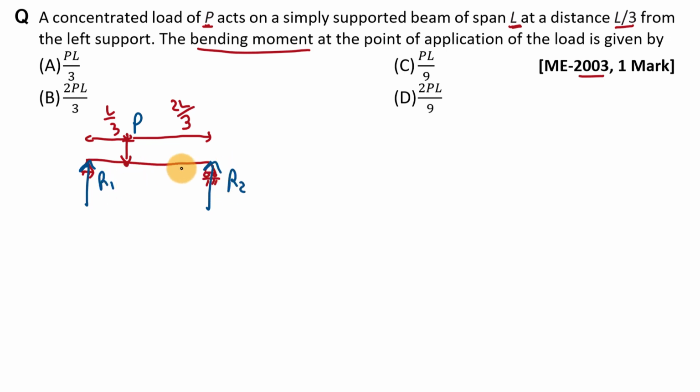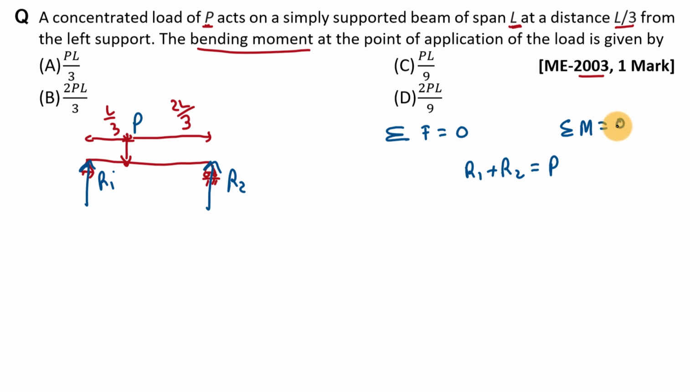To find out these reactions, we will use equilibrium condition. We know that this beam is in equilibrium, and for the equilibrium, summation of forces is equal to 0 and summation of bending moment is 0. Now here, if we take summation of forces in vertical direction, then we can say that R1 plus R2 is equal to P.